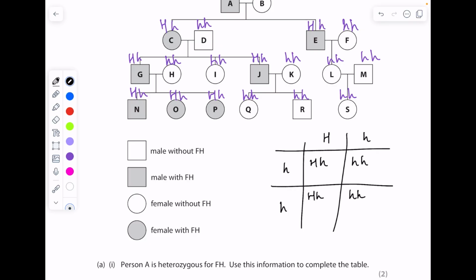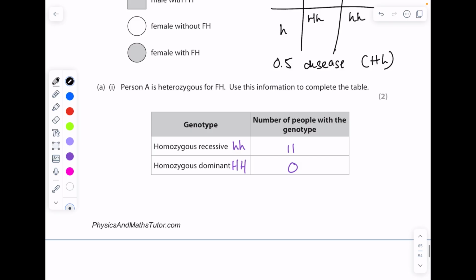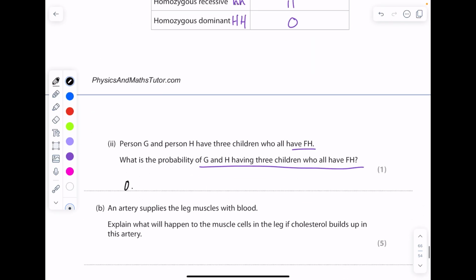So these 2 people here will be diseased, so 0.5 chance of having the disease because they have this genotype. So in order to work out the chance of them all having FH, because it's probability in maths, remember if it's person 1 and person 2 and person 3, you need to multiply that probability 3 times to get 0.125 as your answer.